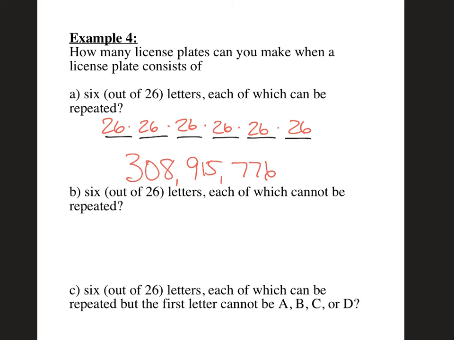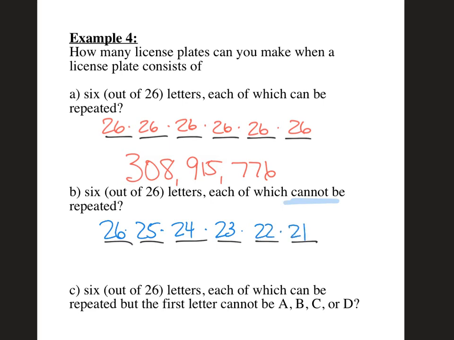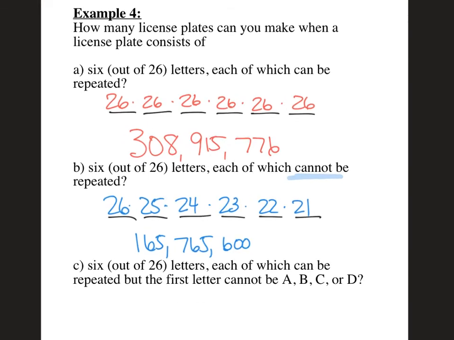Then your next one, you still have a 6-digit license plate. 1, 2, 3, 4, 5, 6. This time you cannot repeat. So you can have 26 options for your first. You use a letter, so you only have 25 options for the second. Just 24 options for the third. 23 options, 22, and down to your last one where you only have 21 options left. And that cuts you down to 165,765,600 possibilities. Still a huge number of possibilities.